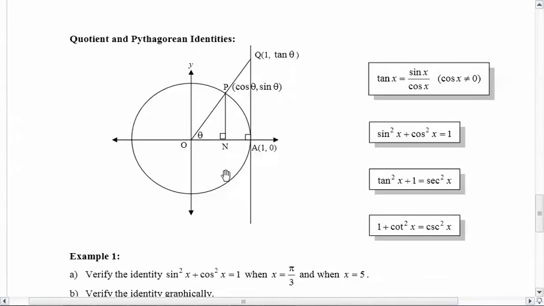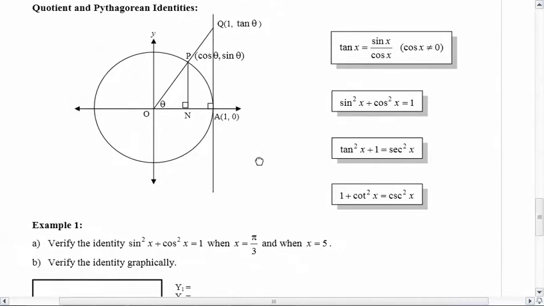And now for some further identities. Tangent is the same as sine over cosine. Sine squared plus cosine squared is 1. Tan squared plus 1 is secant squared. And 1 plus cotangent squared is cosecant squared. All of these identities would be given to you on a formula sheet. You don't have to memorize them. But let's just see why they're true.